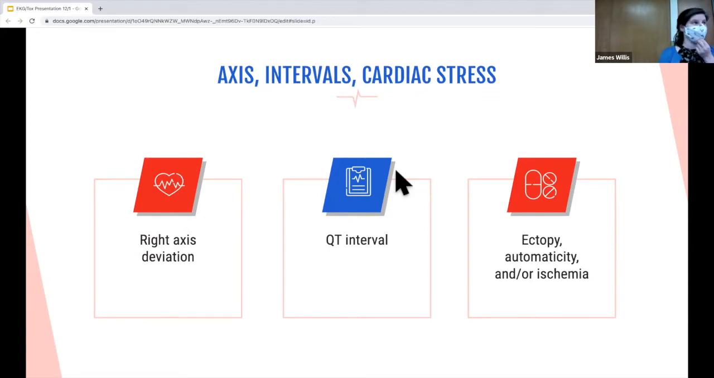And then also remember to compare, if you have pre-poisoning EKGs available, it can be helpful to compare to see if they have baseline right axis deviation or not.